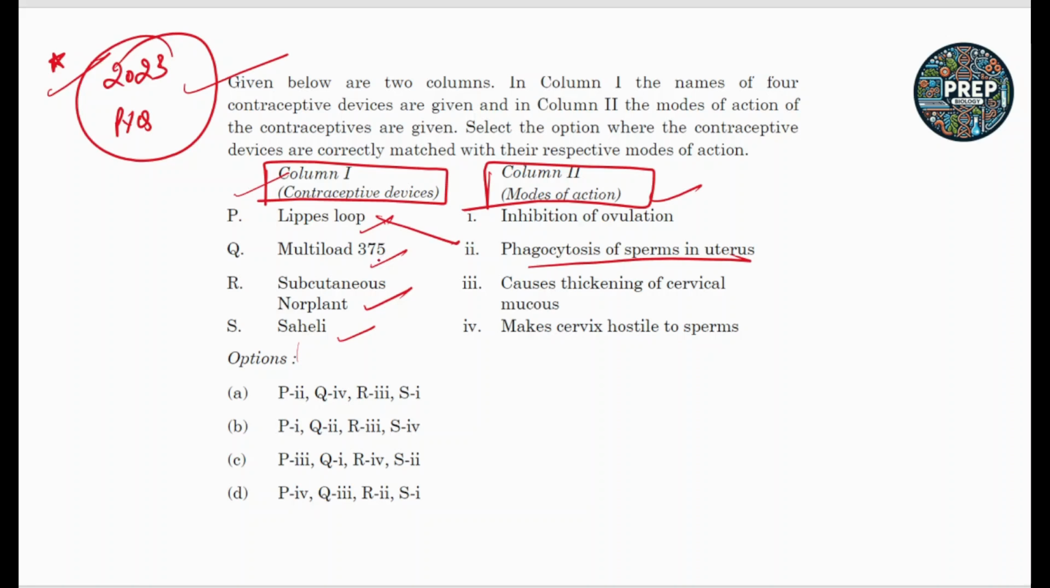Lippes loop is with the phagocytosis of the sperms in the uterus. Multiload 375 makes the cervix hostile to sperm. This is part of the IUD, intrauterine devices. Subcutaneous Norplant causes the thickening of the cervical mucus, and Saheli is a tablet that inhibits ovulation. So the answer of this question is, P with second, Q with 4, R with third, and S with 1. The answer is option A.